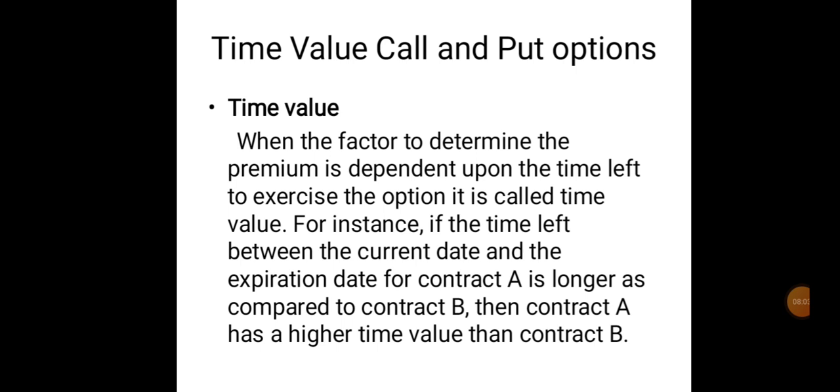Time value of call and put options. When the factor determining the premium depends upon the time left to exercise the option, it is called time value. For instance, if the time left between the current date and the expiration date for contract A is longer as compared to contract B, then contract A has a higher time value than contract B.